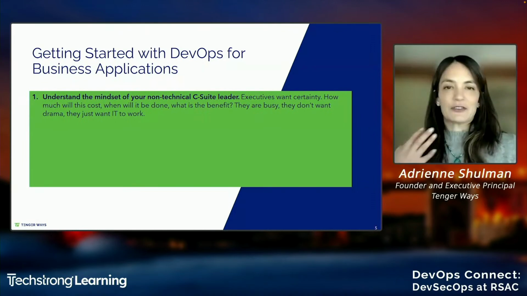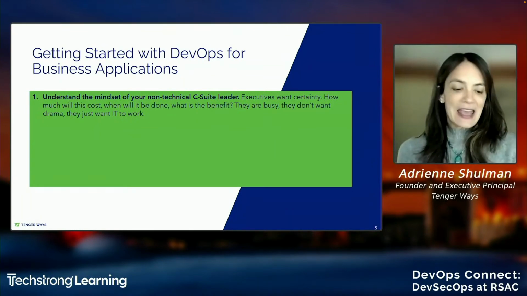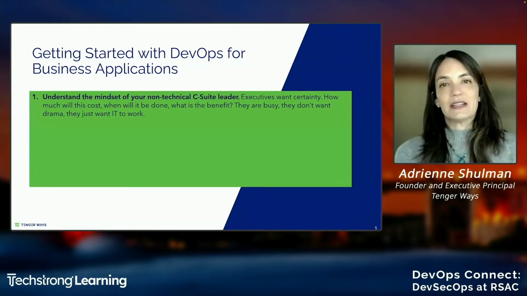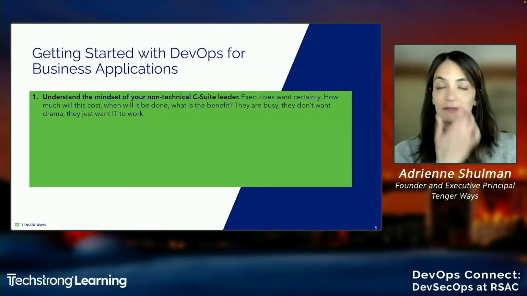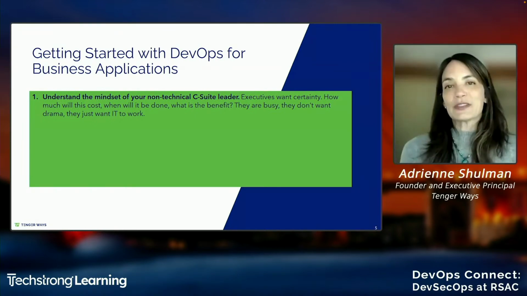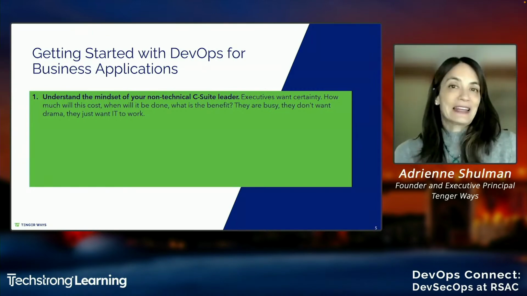This is you as the leader of the business applications team. The first is really to understand the mindset of your executive. C-suite leaders, technical or not, tend to want certainty. So, hey, you want to do a DevOps transformation? Great. Tell me exactly how much it's going to cost. Tell me when it will be done, and tell me exactly what my benefit is. And I'll do an ROI calculation. And if you convince me, then I'll give you budget. But we know in the digital world, there's no such thing as certainty. So I know that I can't answer this question, and we don't really want to anyway.